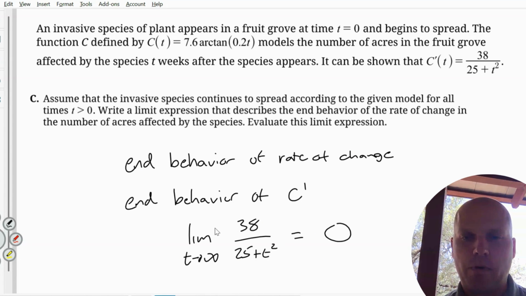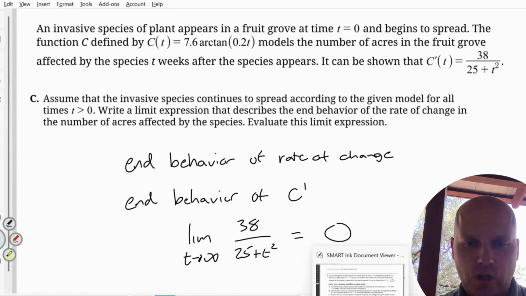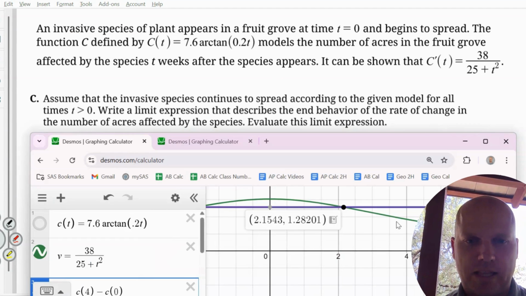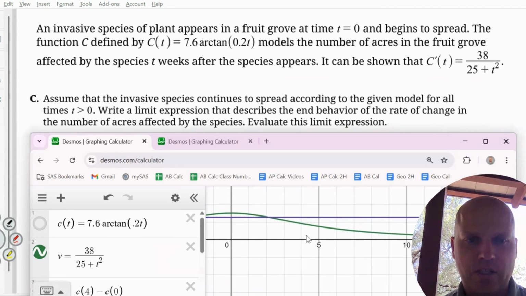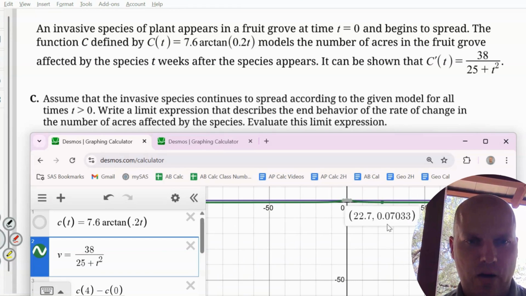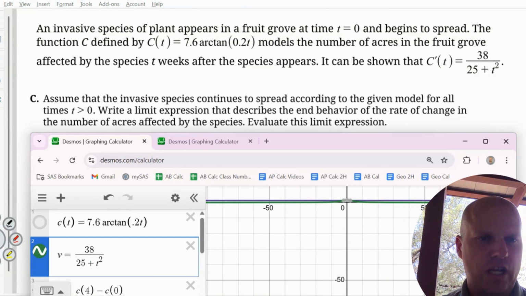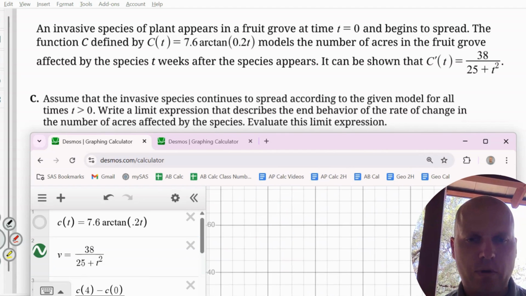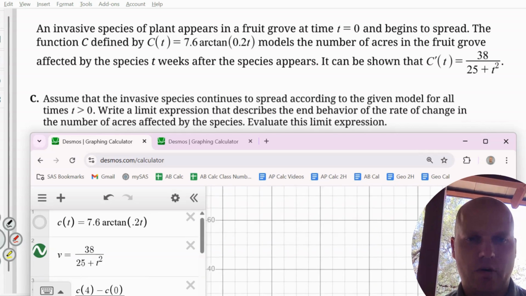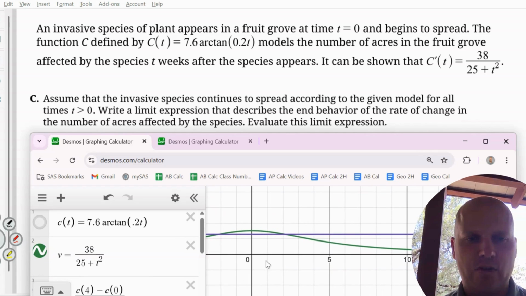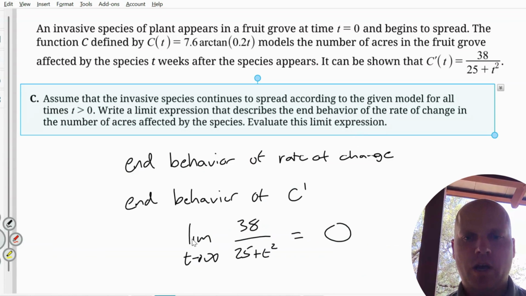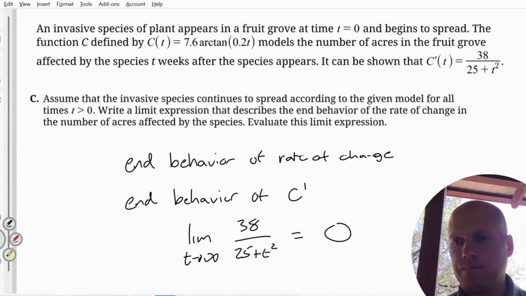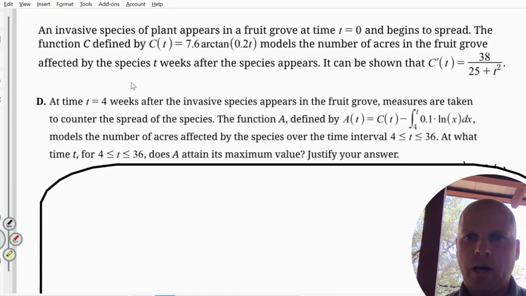Now, this is probably worth 1 point, probably looking at C prime. And you could literally just look at C prime and look at the end behavior of C prime by just kind of zooming out and being like, well, my C prime values are getting closer and closer to 0. Just writing 0 probably would have gotten you some credit, but for full credit, they wanted that limit expression and to say that the limit equals 0. Let me go to part D.